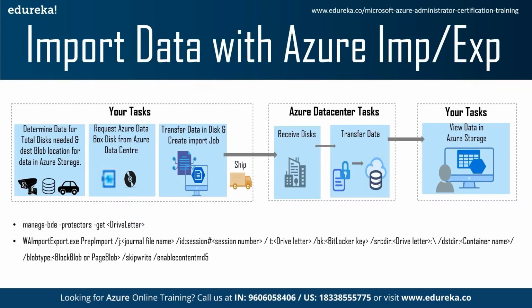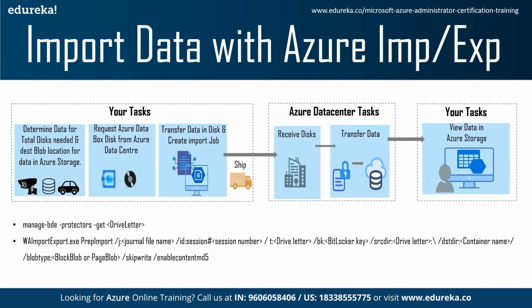Microsoft updates the import job to indicate that the disks have arrived. You can track the job status from your import job page in the Azure portal. Then there will be data transfer. Microsoft copies the data from the disk into the specified storage account. This can take some time depending on the volume of the data and number of disks. There is no SLA for this process, but it should be complete in 7 to 10 days after receipt of the disk. Microsoft updates the status of the job to indicate that the data is being transferred.